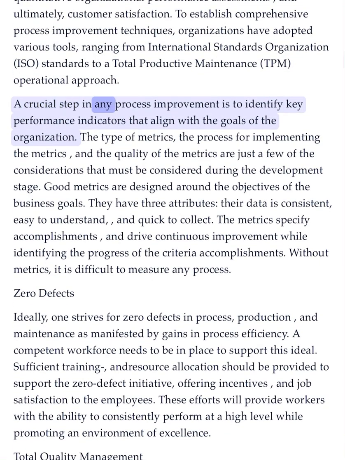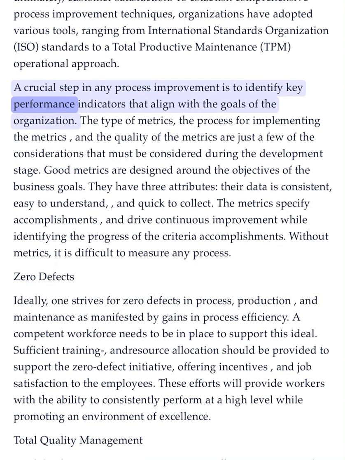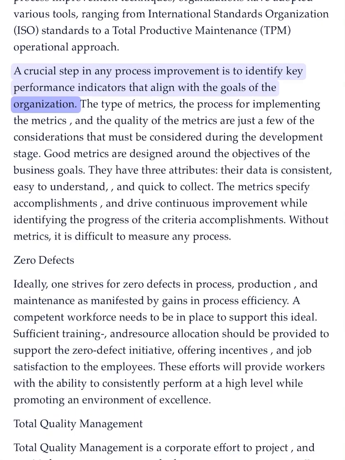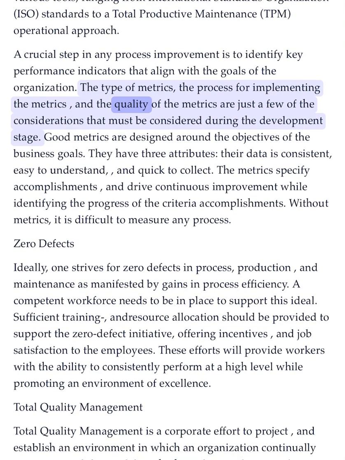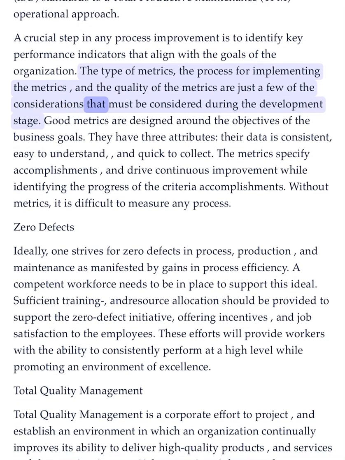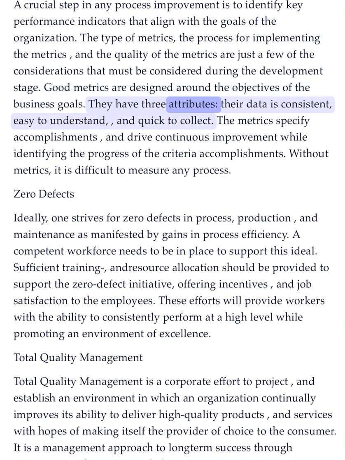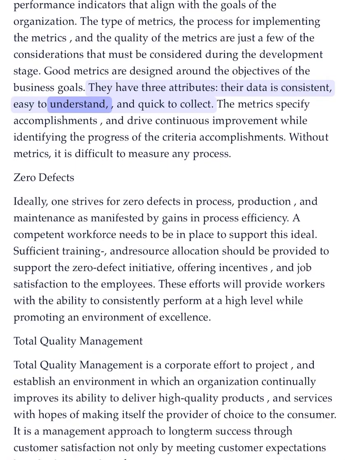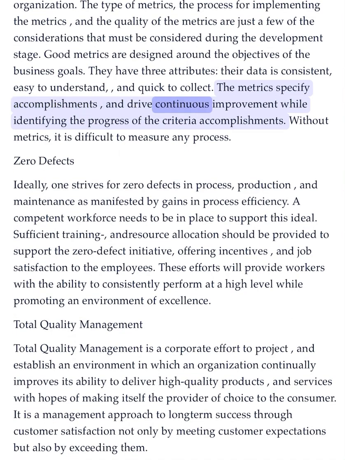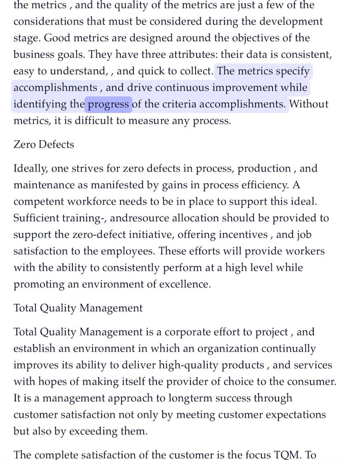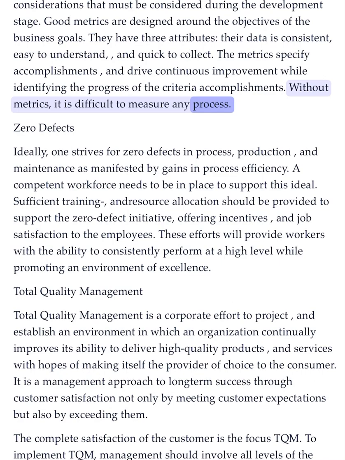A crucial step in any process improvement is to identify key performance indicators that align with the goals of the organization. The type of metrics, the process for implementing the metrics, and the quality of the metrics are just a few of the considerations that must be considered during the development stage. Good metrics are designed around the objectives of the business goals. They have three attributes. Their data is consistent, easy to understand, and quick to collect. The metrics specify accomplishments and drive continuous improvement while identifying the progress of the criteria accomplishments. Without metrics, it is difficult to measure any process.